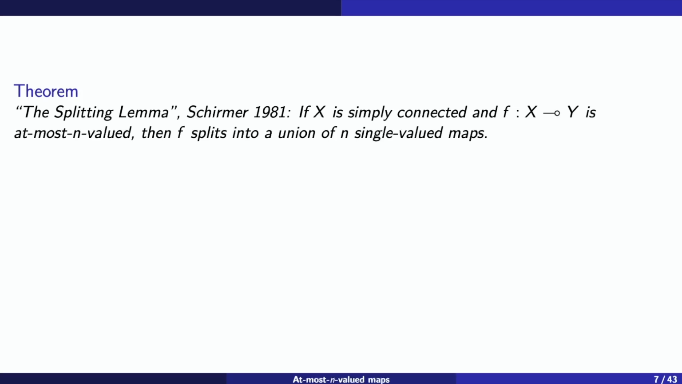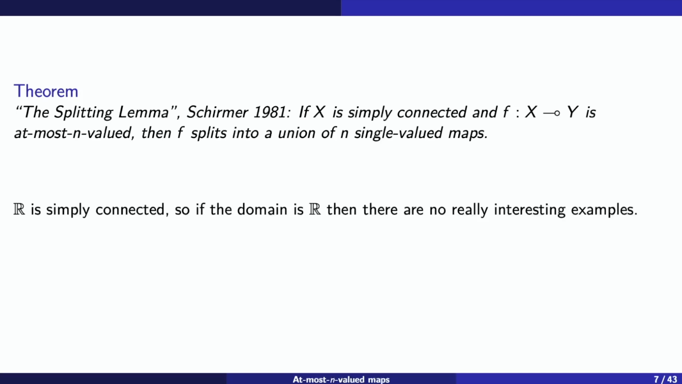This is called the splitting lemma that was proved by Helga Schirmer in the 80s. It says if the domain is simply connected and this is an at most n-valued function, then it automatically splits into a union of single-valued maps. The important part is this, simply connected. That means topologically that the domain has no holes in it. So actually, this is not true of the circle, which has a big hole in the middle. But it is true of, say, the real numbers. So the real numbers is simply connected. Also, a closed interval is simply connected.